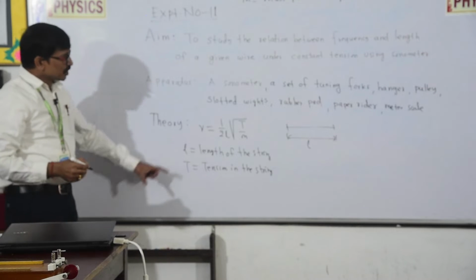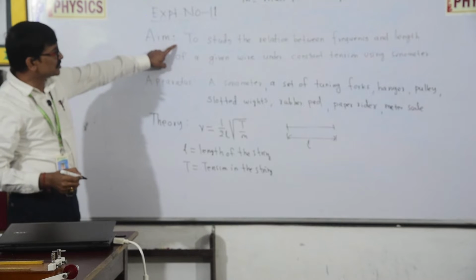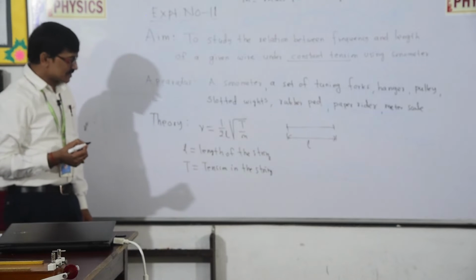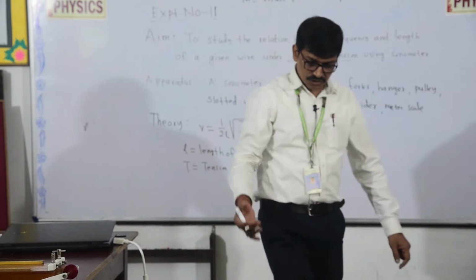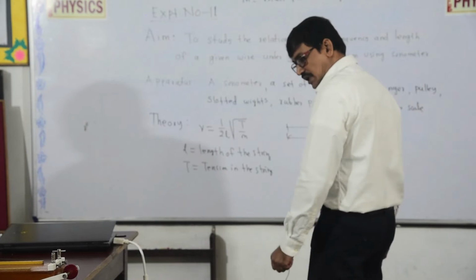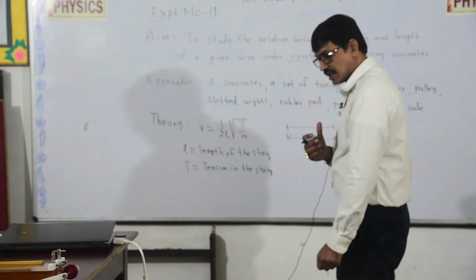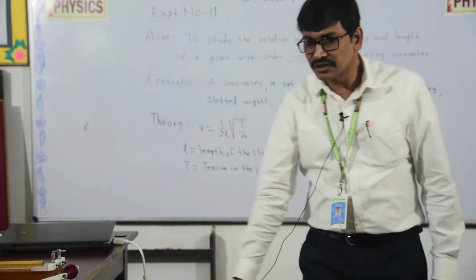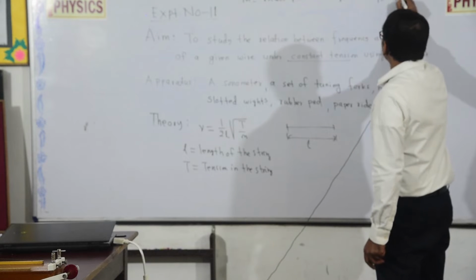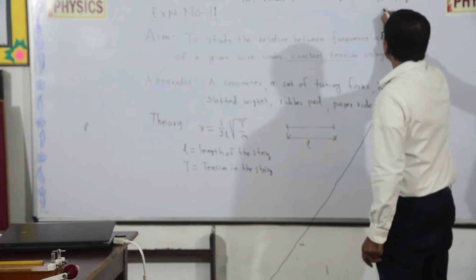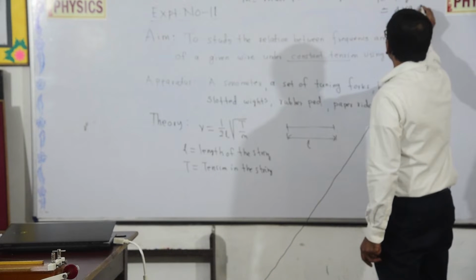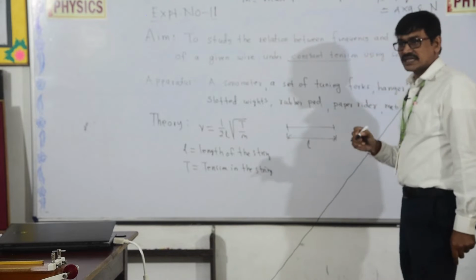In this particular experiment, we will take constant tension. The slotted weights are applied through the hook. The hook along with its weight and slotted weight is 1 kg initially, and I have added another 3 kg here. The total is 4 kg, which means the tension is 4 kg weight, that is 4 into 9.8 Newton. This is the constant tension applied here.